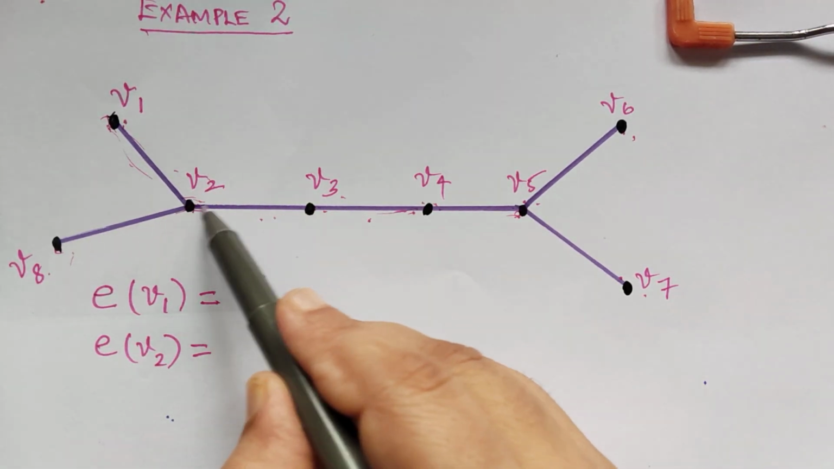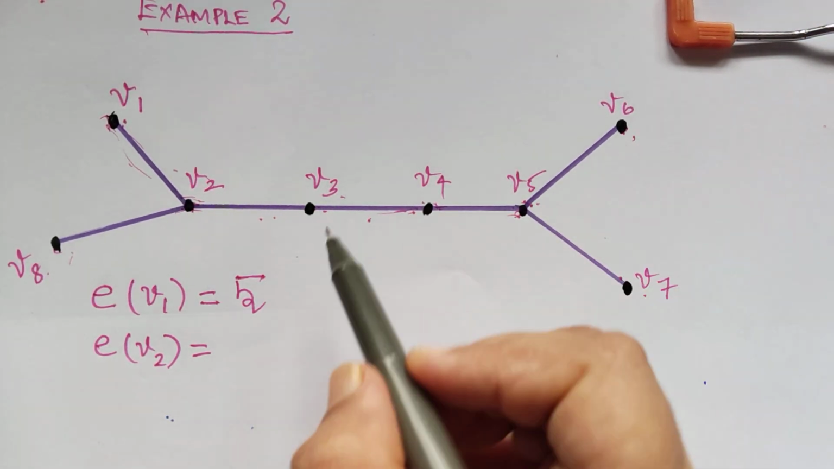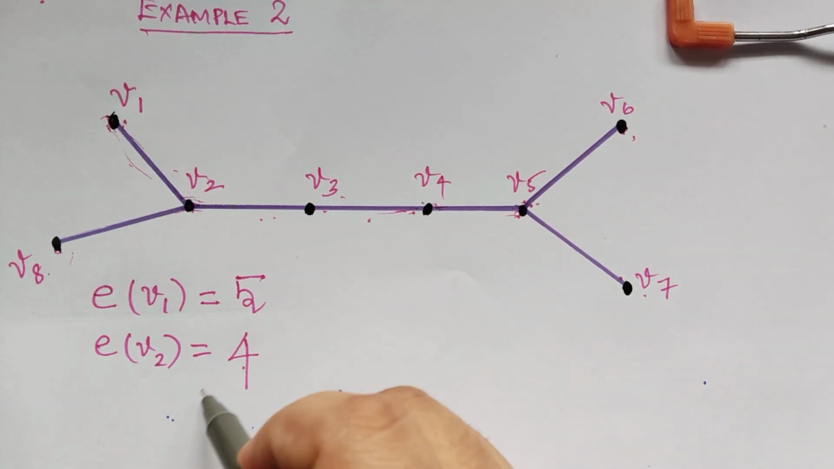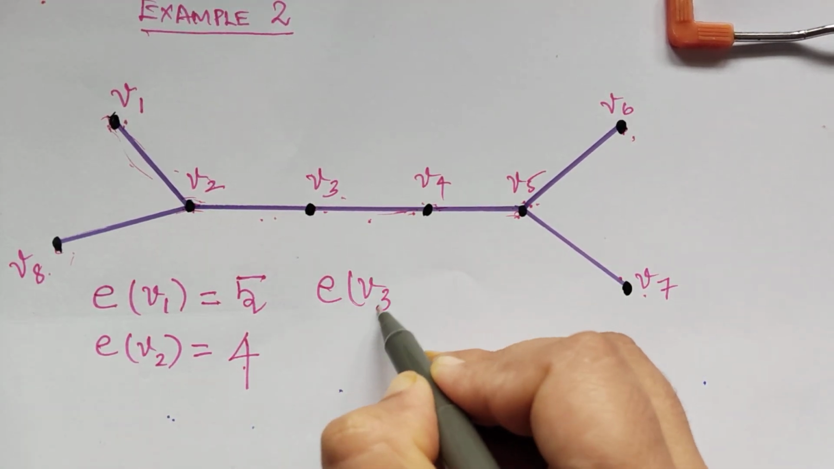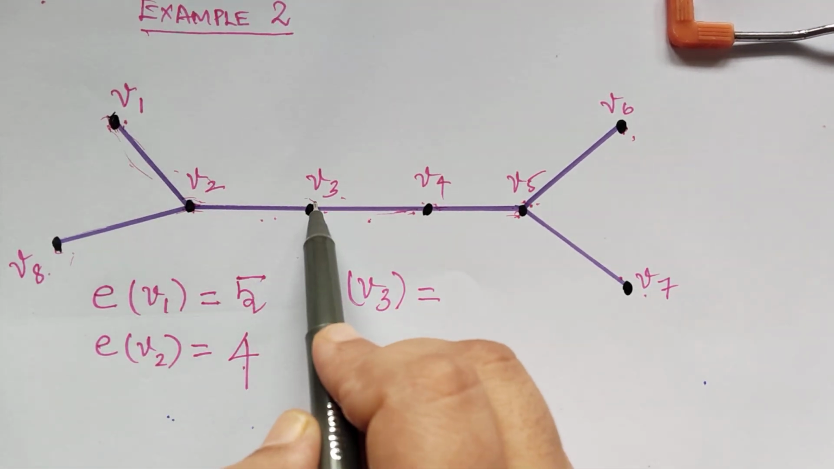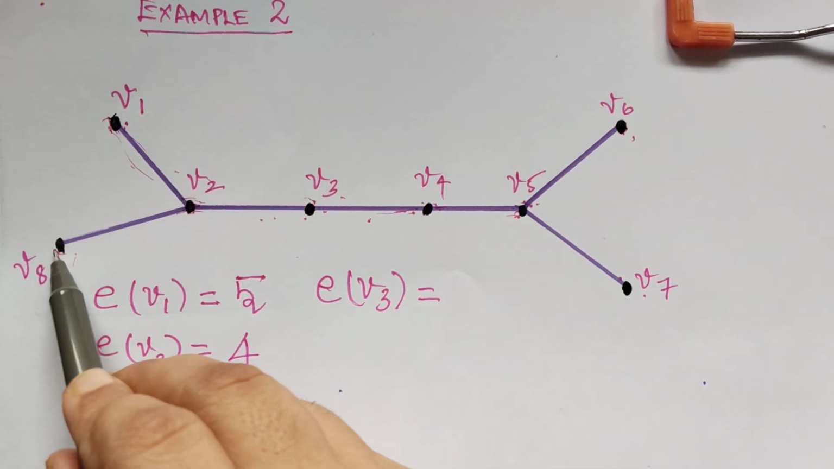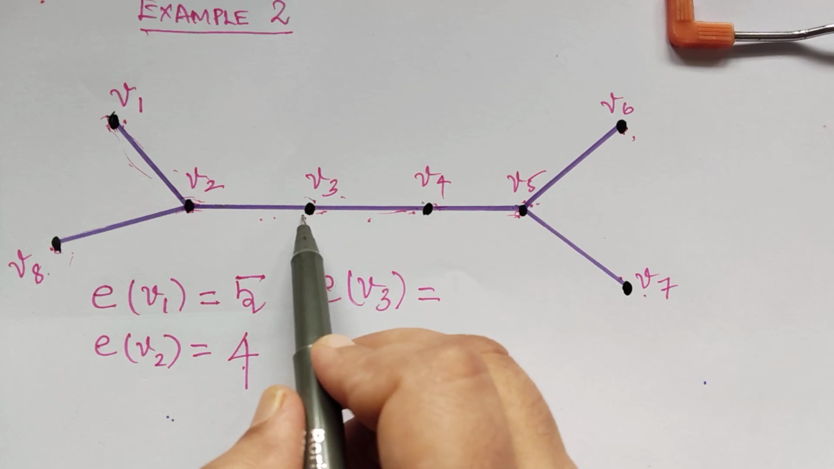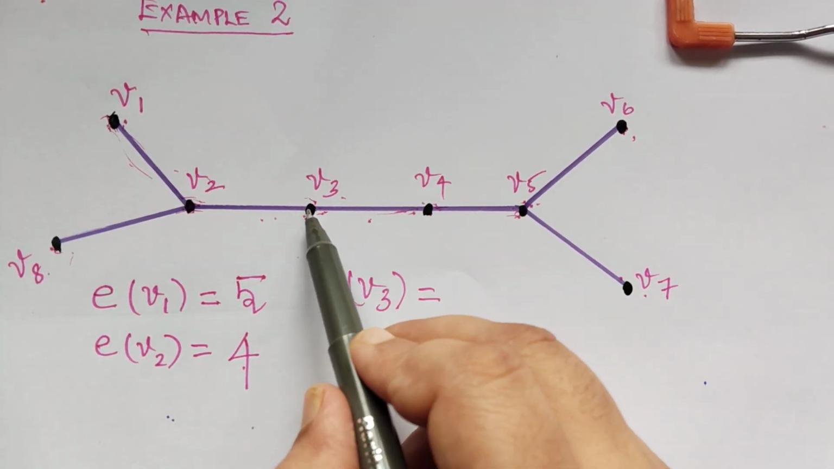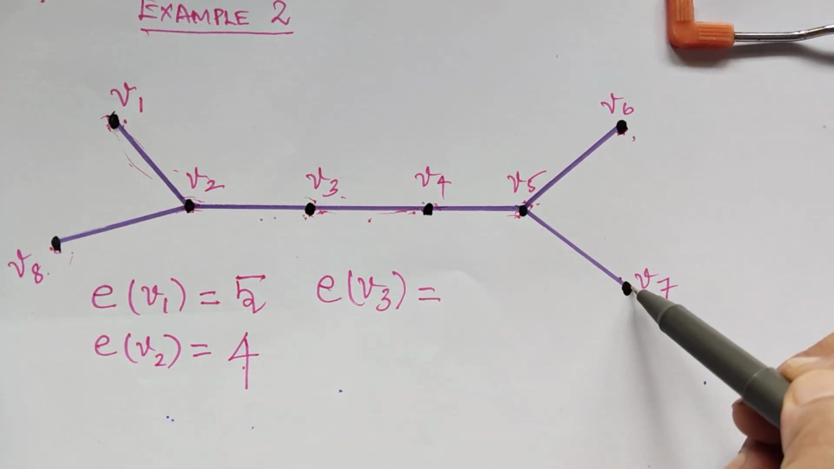From this point it is 2, to v5 it is 3, to v6 it is 4. So therefore it is 4, and for v7 also 4. So it is 4. Similarly, the eccentricity of v3 we will write, which is equal to, now this is v3. From v1 to v3 we have two edges, and then from v2 to v3 one edge, v8 to v3 two edges, v3 to v4 one edge, v3 to v5 two edges, v3 to v6 three edges, because 1 2 3, v3 to v7 three edges.